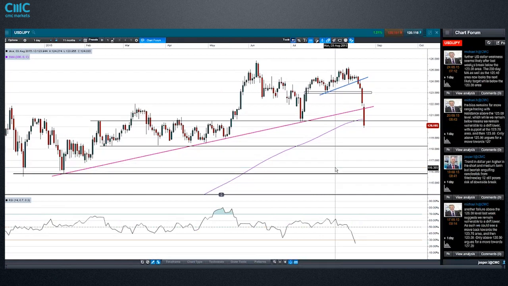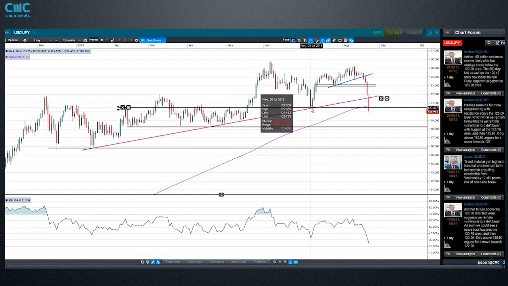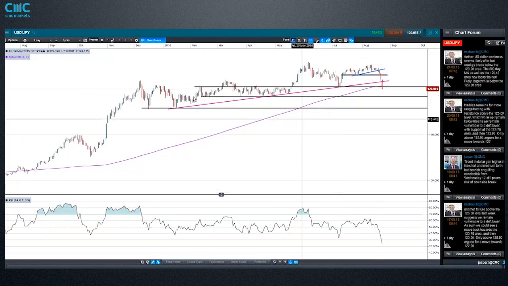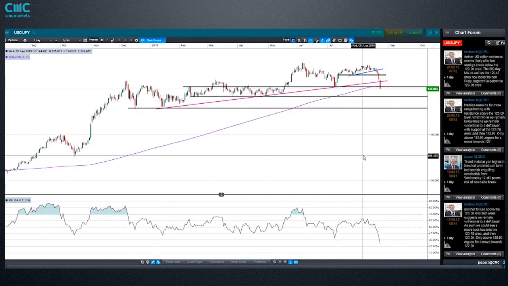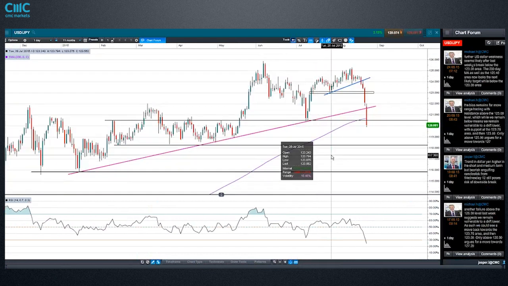Now look at these declines here. We can see dollar yen tends to quite closely track U.S. treasuries, but also U.S. stock markets. And you can see it's certainly following suit. We've broken the low from July. We've also broken the rising trend line that had been supporting this recent consolidation slash rising channel. And it's looking pretty dubious.